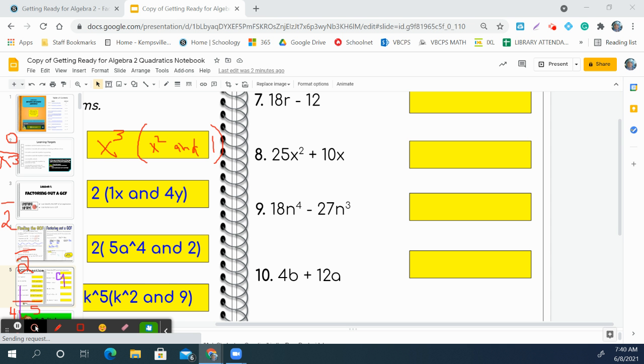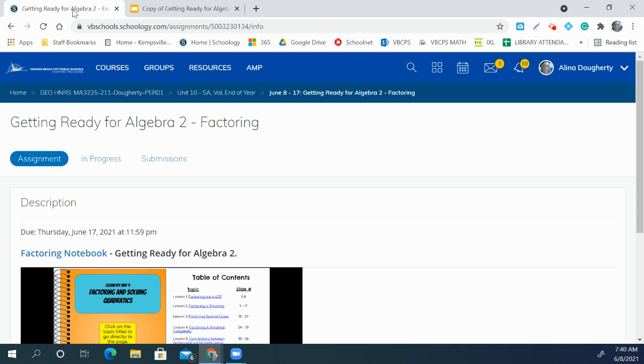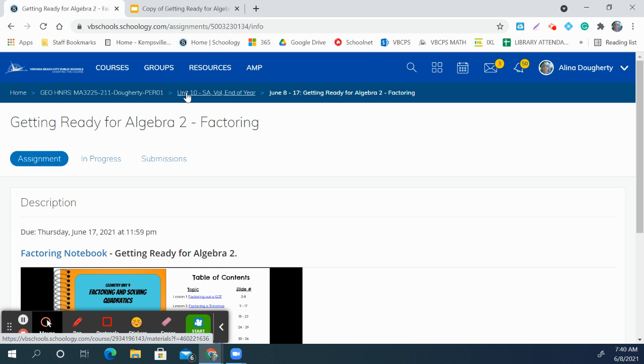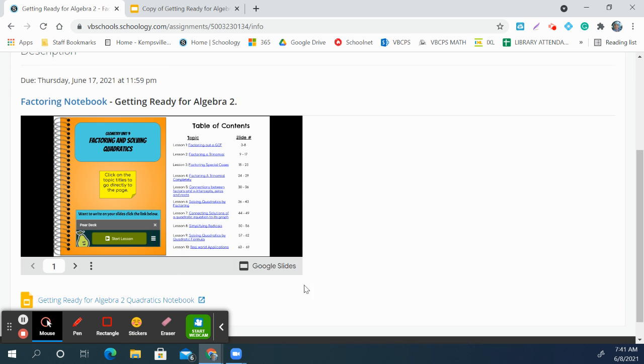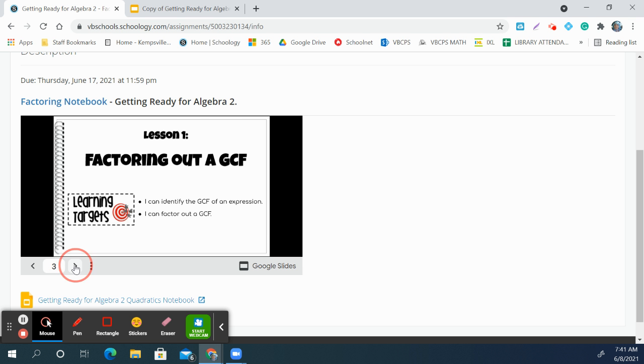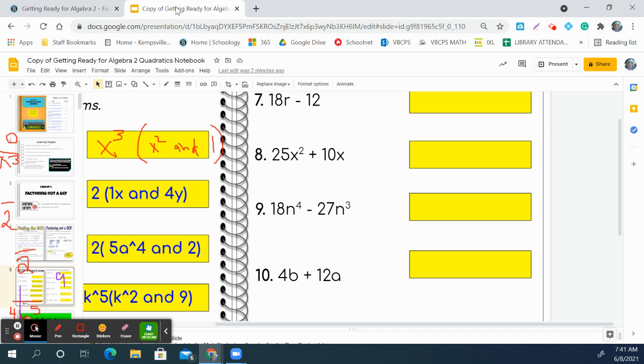We are working on a factoring notebook that you can find in Schoology. If you go into Schoology in Unit 10, we're at the very bottom in the June 8th to 17th folder, getting ready for Algebra 2, factoring. Once you get to that assignment, we are on page 5, I think. We're doing this right side on page 5, just taking out the greatest common factor. We're going over it.